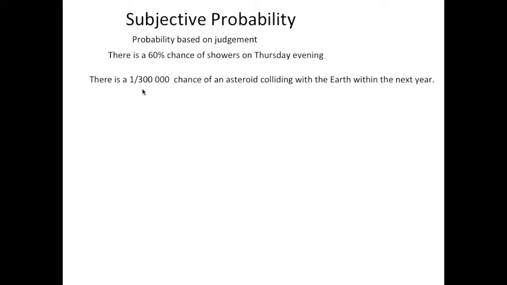There is a 1 in 300,000 chance of an asteroid colliding with the Earth within the next year. Asteroids can be different sizes. We're not talking about an extinction event, but you might have a small asteroid that could hit. There's a 1 chance in 300,000. There's a 1 in 1,200,000 chance that the plane you just got on will crash. It's not going to happen. This is practically zero. That's subjective probability. Nobody's out there actually crashing planes to see how often it happens. They're looking at the probability and using some judgment.